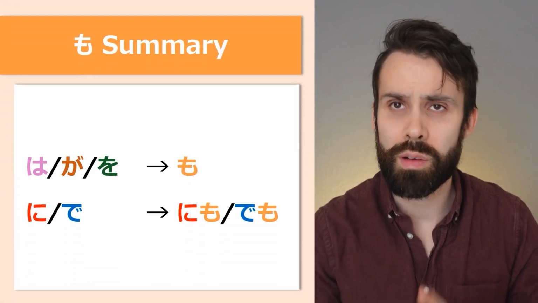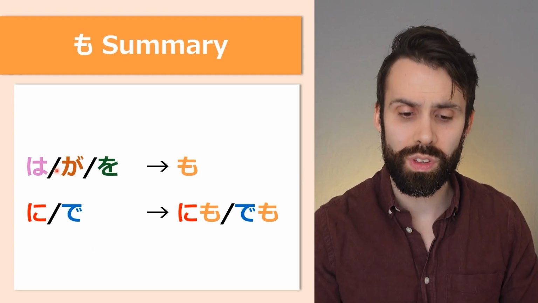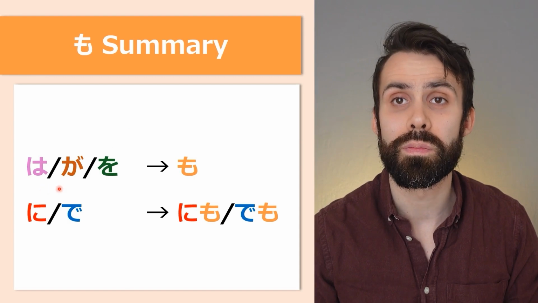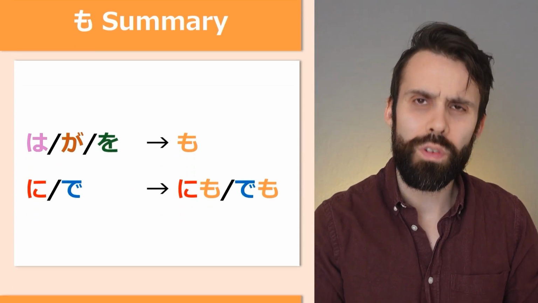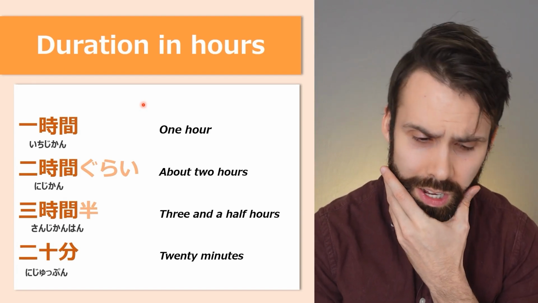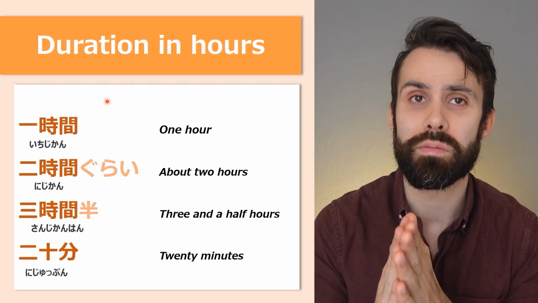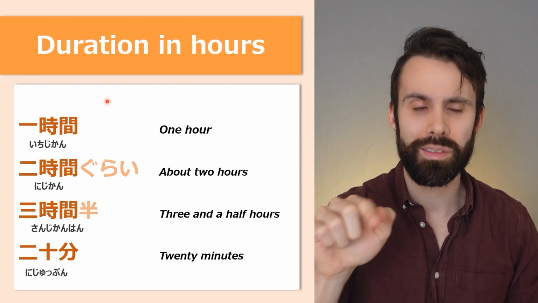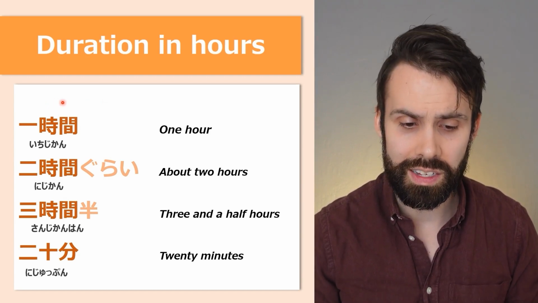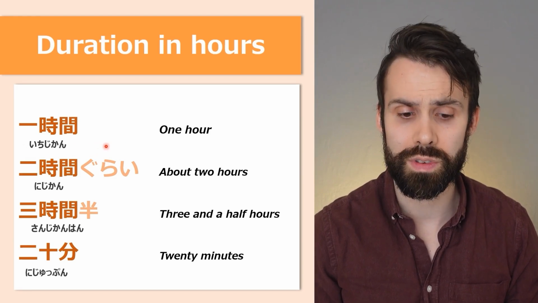So, just to summarize this a little bit, wa, ga, and o are simply replaced with more, while ni and de have more added to them. So just remember that. Moving on to duration in hours, or duration, I added minutes as well. So, 1時間 means 1 hour. You already know 1時 meaning 1 o'clock, but if we add this 間, it becomes 1 hour. 1時間 and we can say something like 2時間くらい. So about 2 hours. So we have this くらい, which comes after the 間.